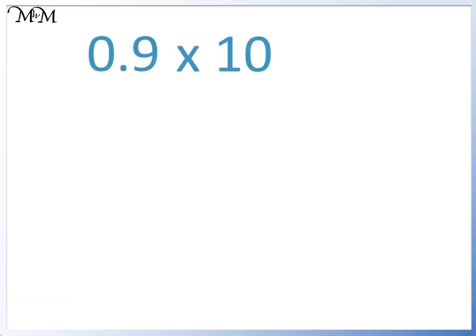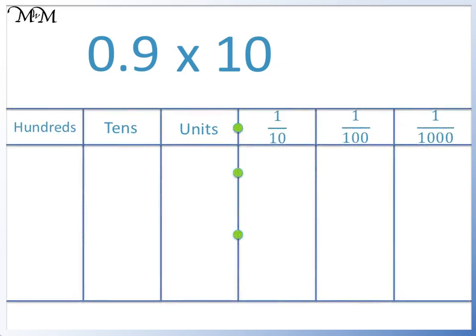What if we have 0.9 times 10? Again, let's write it on a place value grid. To multiply by 10, we will move the 9 one place to the left. So 0.9 times 10 equals 9.